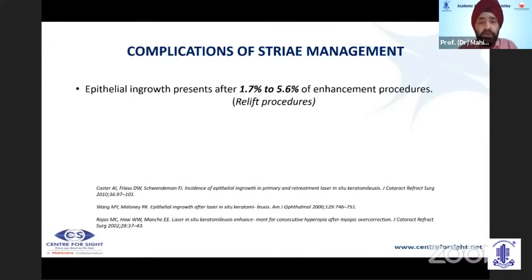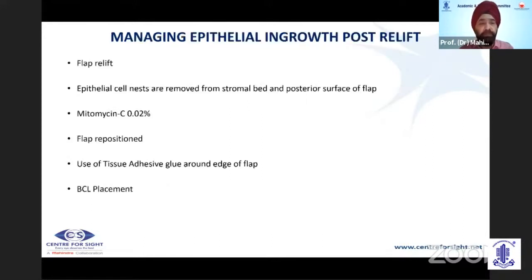Now, epithelial ingrowth presents in about 1.7 to 5.6% of enhancement procedures. Only one study has reported a very high figure, but the moment you are relifting a flap, that is when you have to be extra careful that you don't do excess manipulation, and you wait for a much longer time. And as was said rightly, a bandage contact lens helps in these cases. Epithelial ingrowth has already been handled.